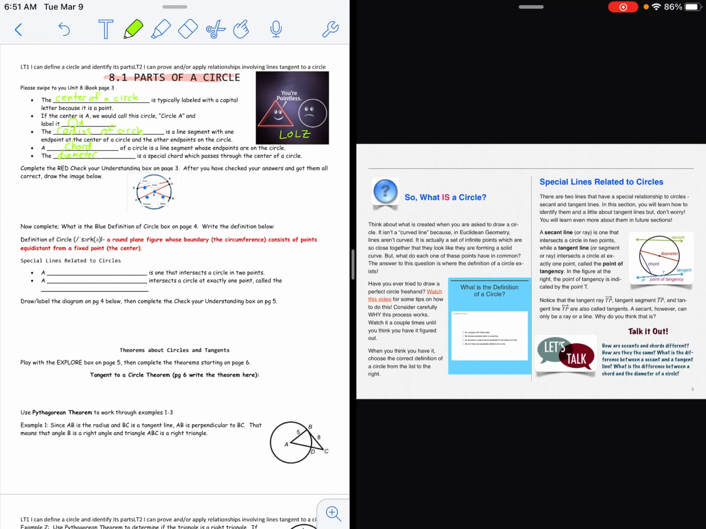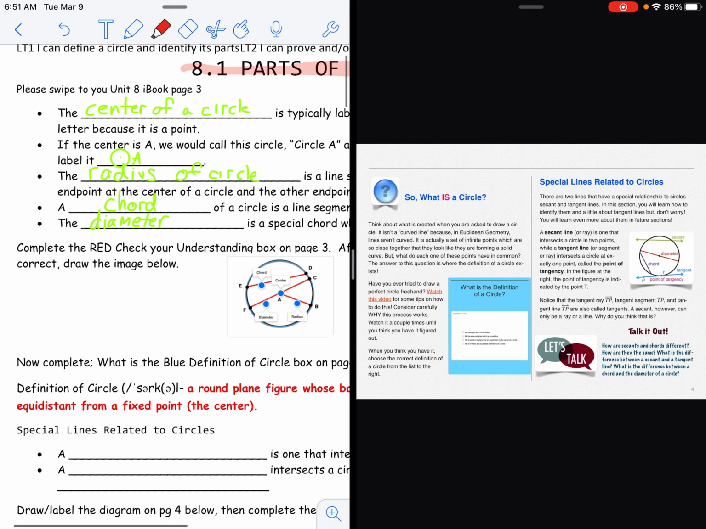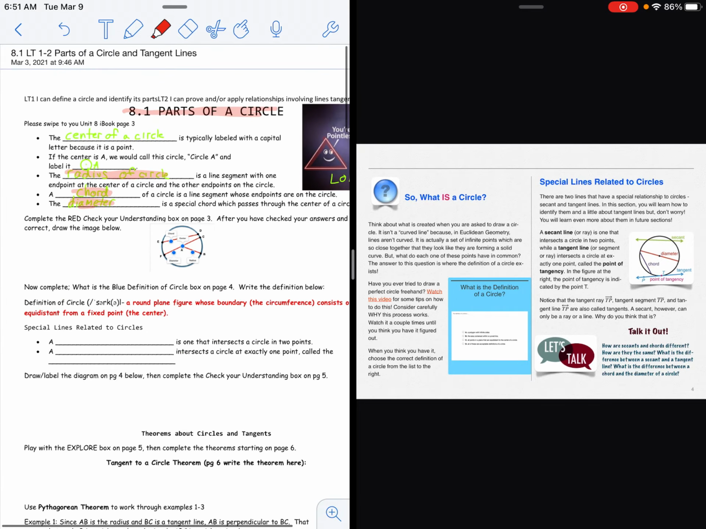So, chord, diameter, radiuses, these are important stuff, all right? These are just the foundations of a circle so we can talk about really cool stuff in the future.